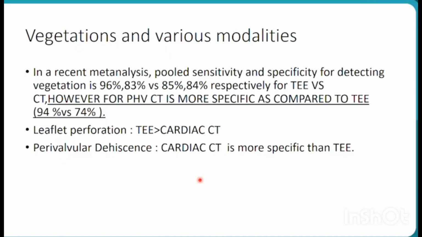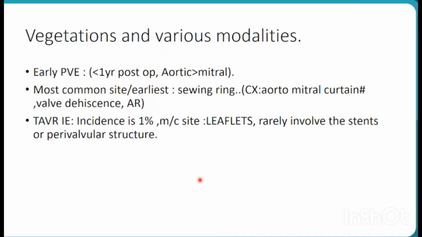However, it has to be noted that if we are evaluating a leaflet perforation, TE is slightly more sensitive and specific than cardiac CT. But for perivalvular dehiscence, CT is more specific than TE. So whichever pathology we are analyzing, accordingly the modality of investigation should be focused upon. That is, if you are suspecting leaflet perforation or perforation-related MR, TE is better than cardiac CT. Right.